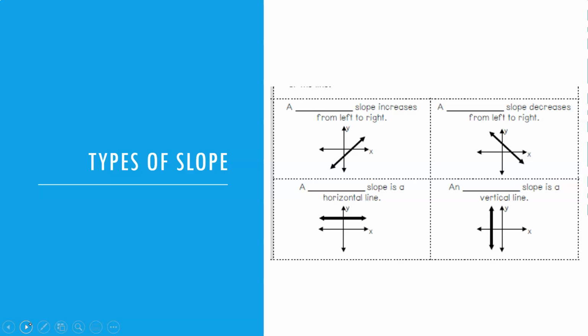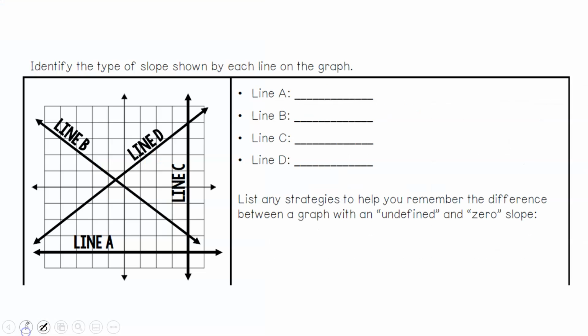All right, we can talk about types of slope here. This is an example of a positive slope. It increases from left to right, so it goes up like a mountain. So this is a negative slope. I always think of a ski slope, and it decreases from left to right. This is a zero slope. So a horizontal line has zero slope, and a vertical line we call undefined. So those are the four types of slope.